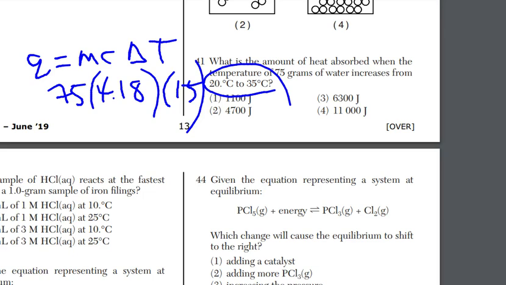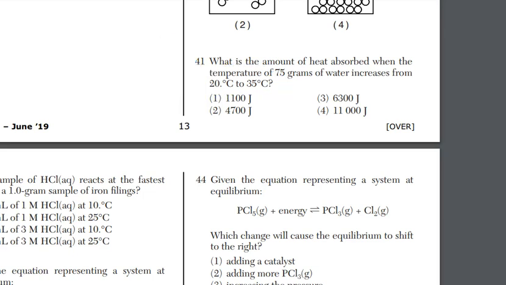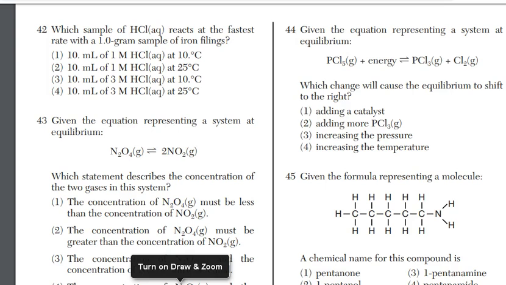Now the answer is going to be in joules, and luckily our four choices are in joules. Sometimes, however, be careful. The answer they might be looking for is in kilojoules. Then you would have to divide by 1,000. Not here though. We're going to just multiply this out and find our answer. In the calculator, the answer is 4702. Of course, the closest answer then is choice 2 for 41. Okay, so let's go to 42.